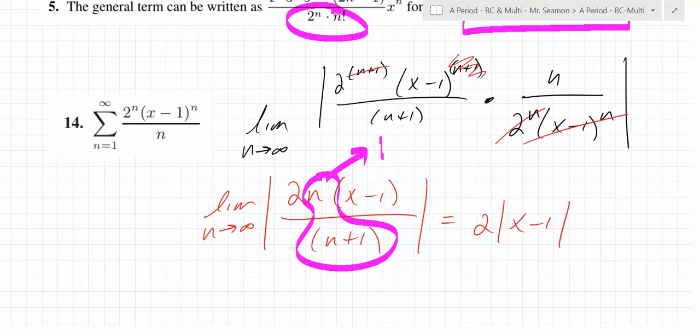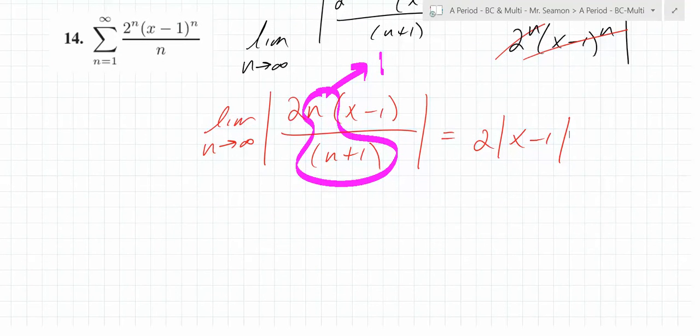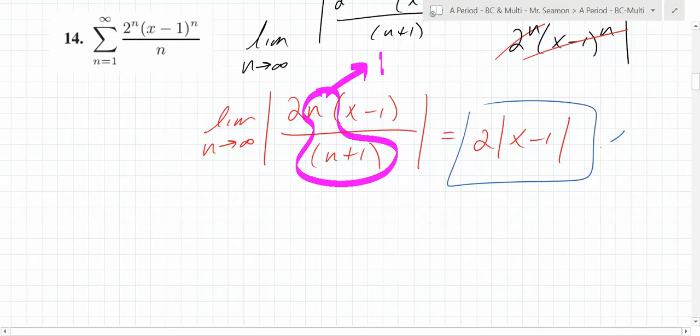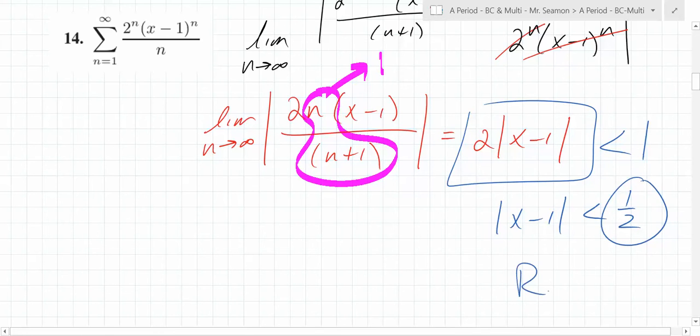Are you okay with that? So this right here, for this to converge, we know that it has to be less than what? It has to be less than 1 for convergence. So therefore the absolute value of x minus 1 has to be less than what? 1/2. So what's the radius of convergence going to be? 1/2. Radius will be 1/2. This is not asking you to test the endpoints. This is just asking what is the radius. The radius in this case is 1/2.